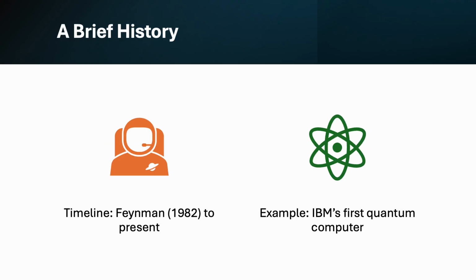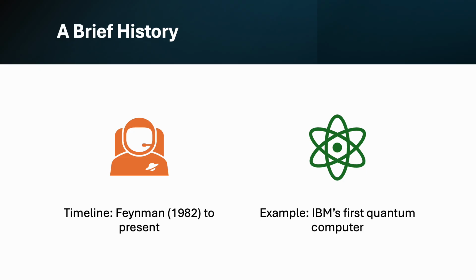A brief history. The timeline of quantum computing is Feynman in 1982 to present, and IBM's first quantum computer. Let's look into this in a little bit more depth. The idea of quantum computing started in the early 1980s when a famous physicist named Richard Feynman suggested that regular computers would never be able to simulate quantum physics properly because they don't follow quantum rules themselves. He proposed that we need to build computers that actually use quantum mechanics to do calculations.